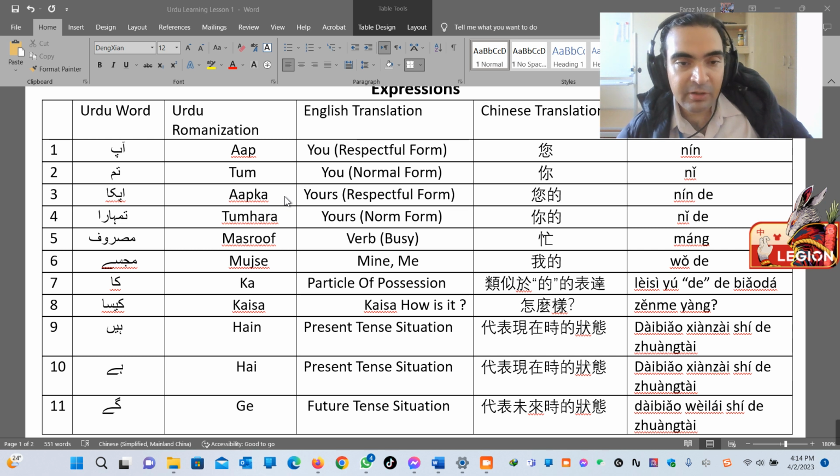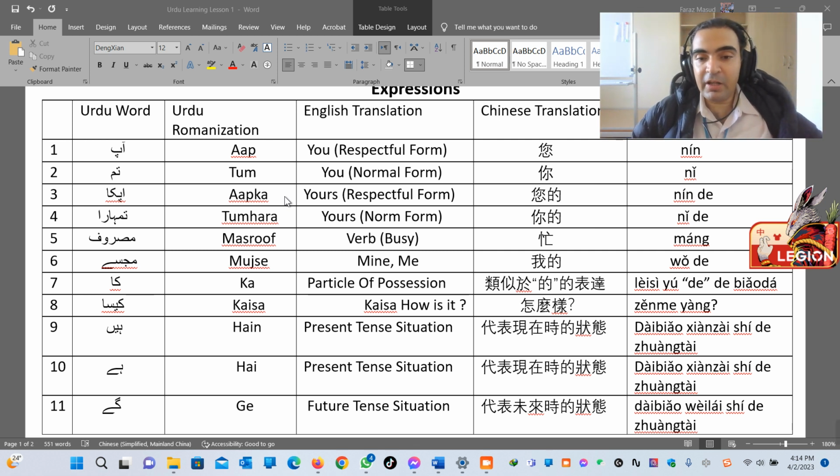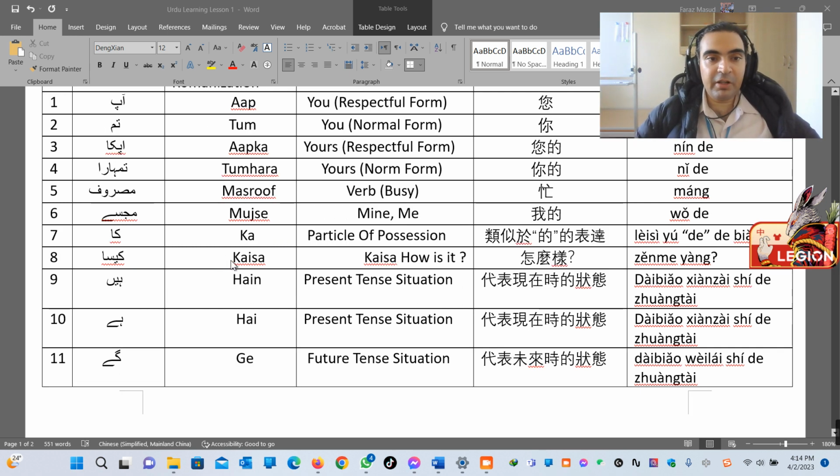And then there's a verb which is known as masroof in Urdu. And in Urdu we use the word masroof for someone who is busy. It's a verb basically. So usually it's used for someone who is busy. And in Chinese we pronounce it like mang. And then come on to the next word.